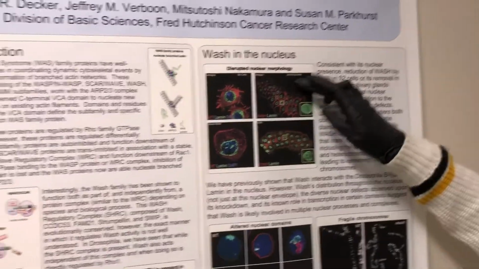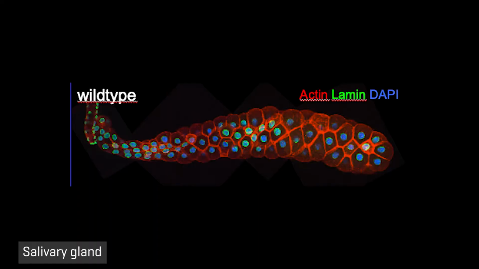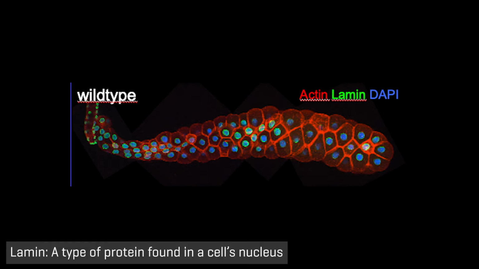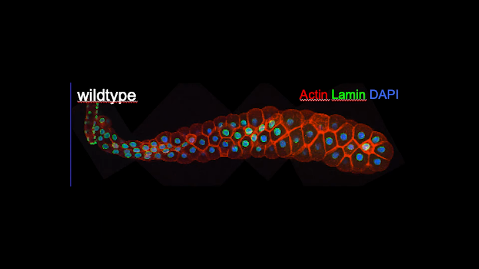This is what a gland looks like, and in red here is actin, and actin is just outlining the cell cortex, so these are individual cells making up the salivary gland. And in green here is lamin GFP, and GFP is a green fluorescent protein which fluoresces when we excite it with a particular type of light. Lamin is just found in nuclei, underlying the inner nuclear membrane.